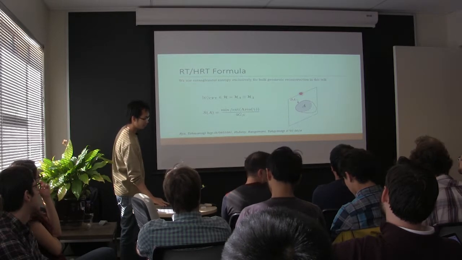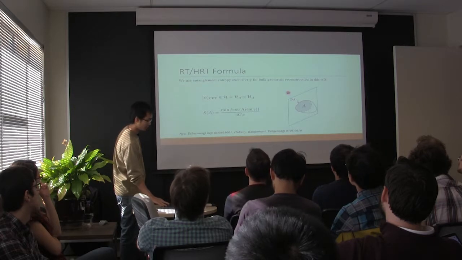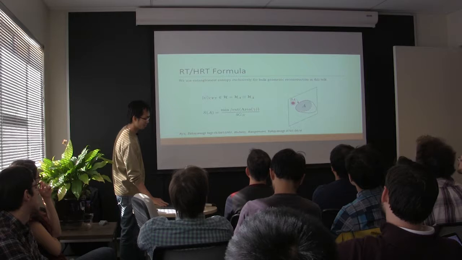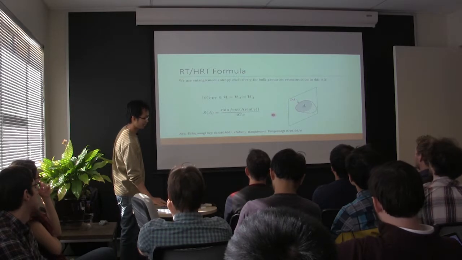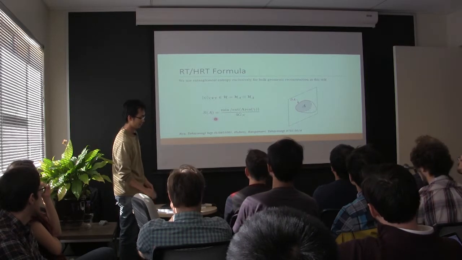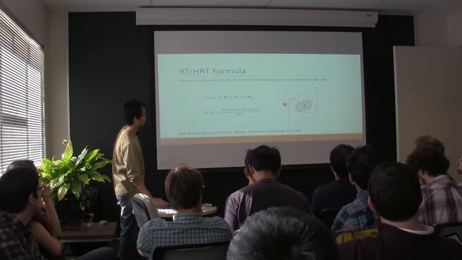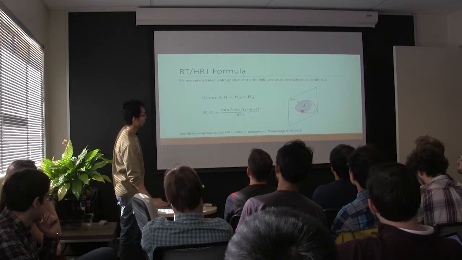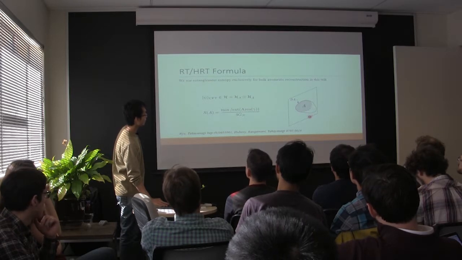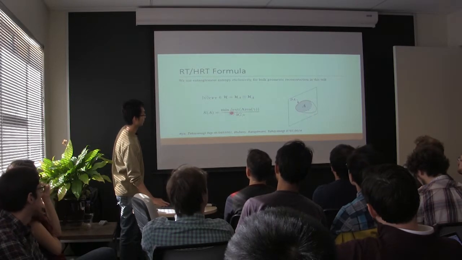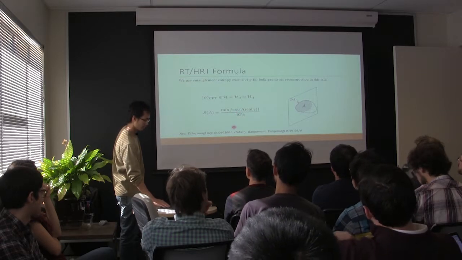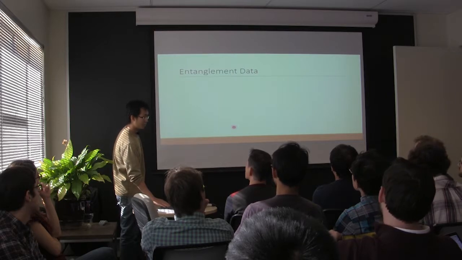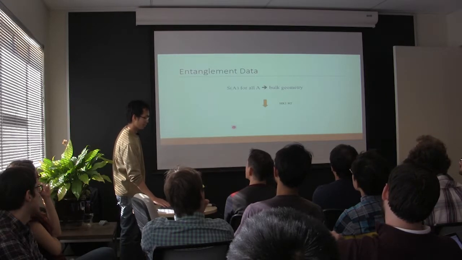And you can compute the entanglement entropy between a subregion A, let's say, and its complement. The Ryu-Takayanagi formula says that this entanglement entropy is proportional to the minimal surface area of the surface that's anchored on the boundary of A. And in the covariant version, this is extended to an extremal surface area. As I said, we're just going to use entanglement data to reconstruct geometry in this case.